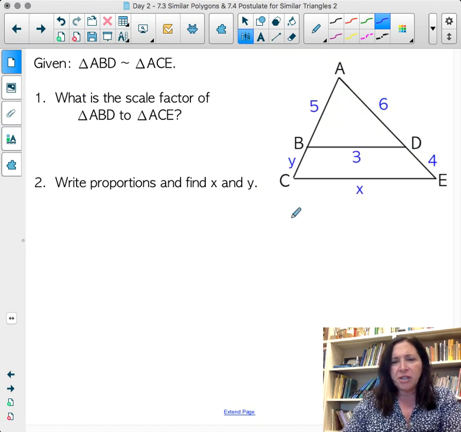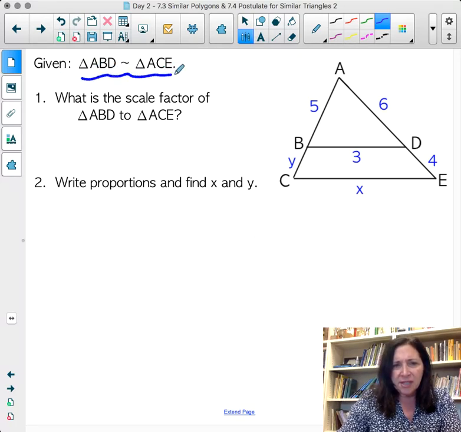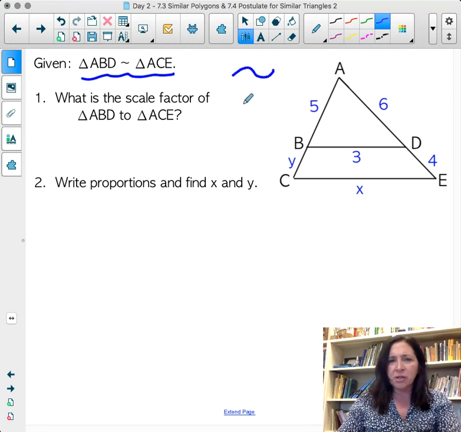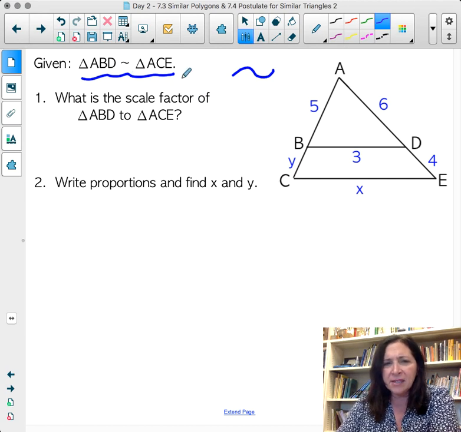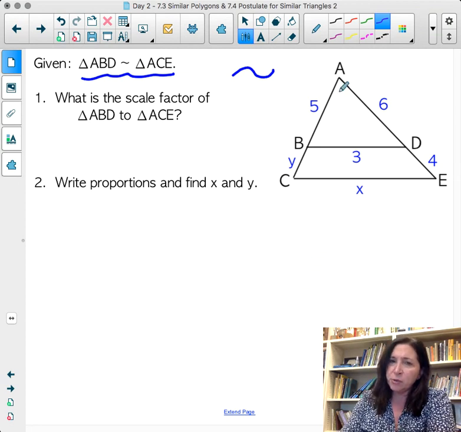So what I want you to do here is look and read the directions. The directions say that triangle ABD, so this triangle right here, is similar. This little symbol right here means similar. So ABD is similar to ACE. So for these two shapes to be similar, they have to have corresponding angles, which they do, right?